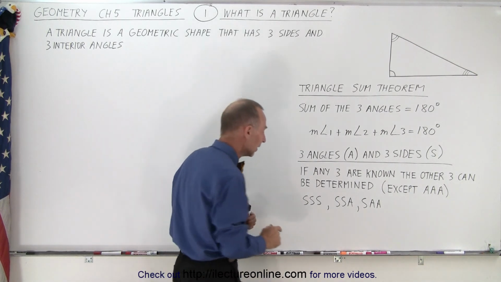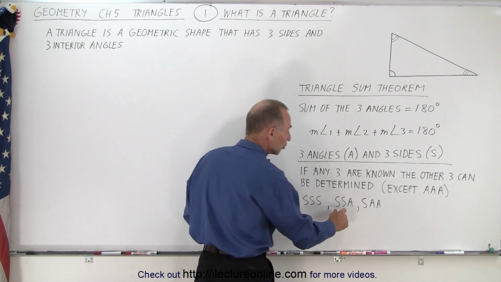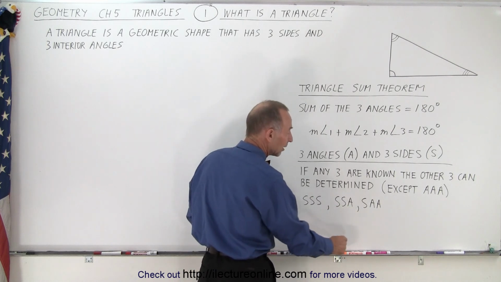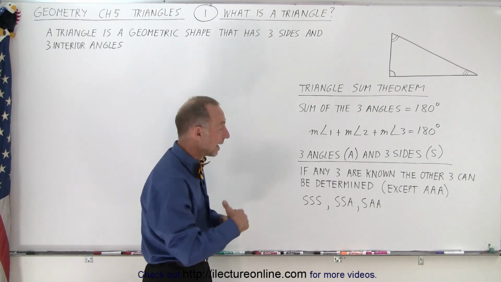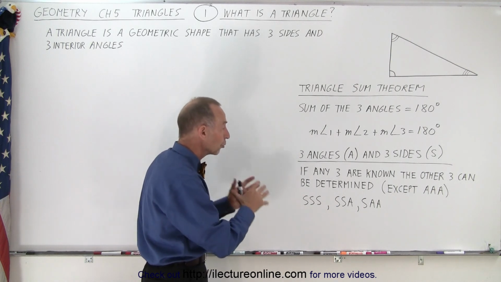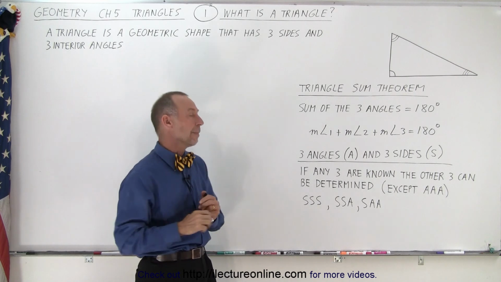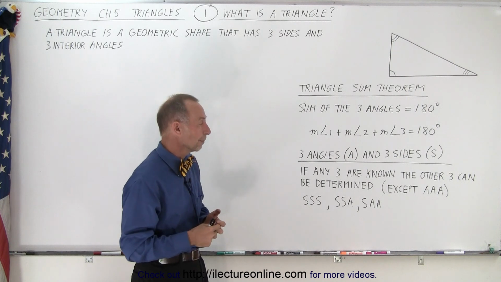So other than that, if you know all three sides, you can determine the three angles. If you know two sides and an angle, you can determine the other side and the other two angles. If you know one side and two angles, you can know the other two sides and the third angle. So you can determine what those are as long as you know at least three things about the triangle, which is also a very unique feature for a triangle.